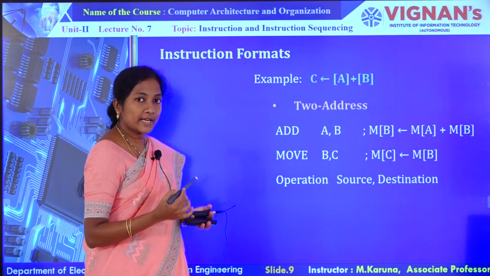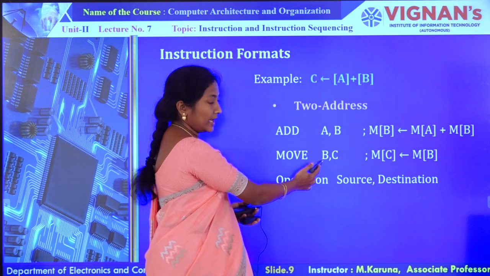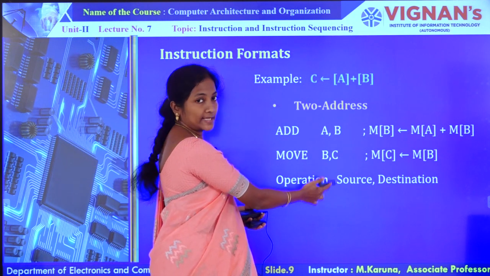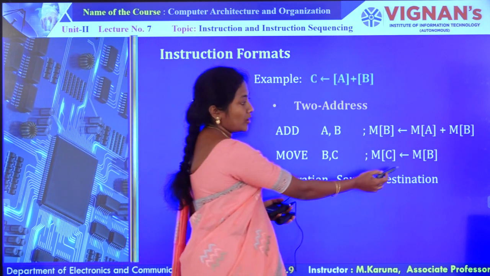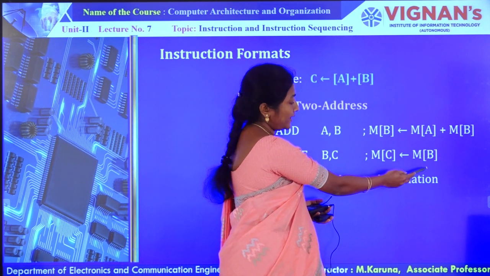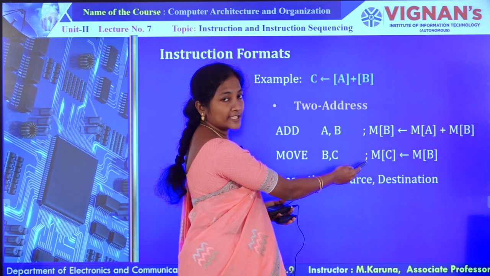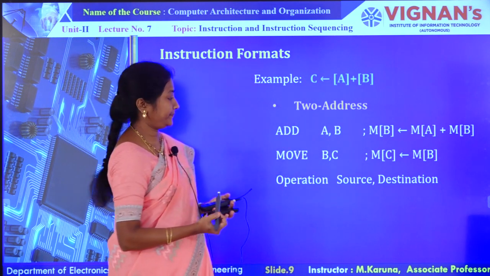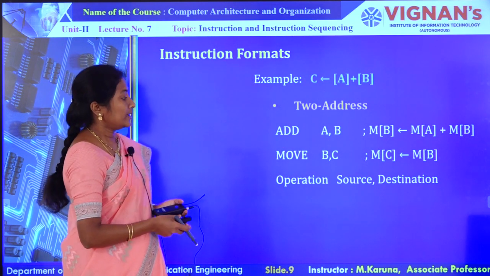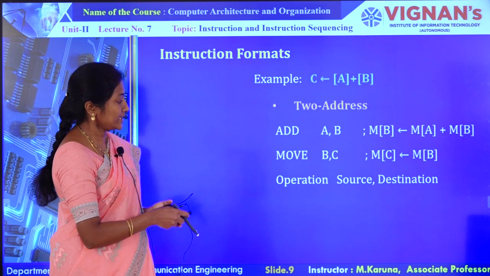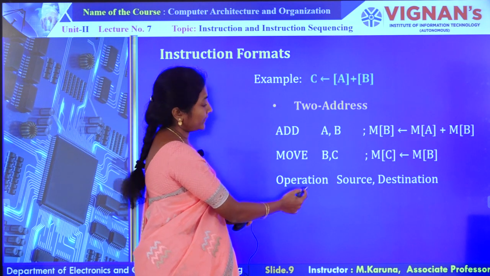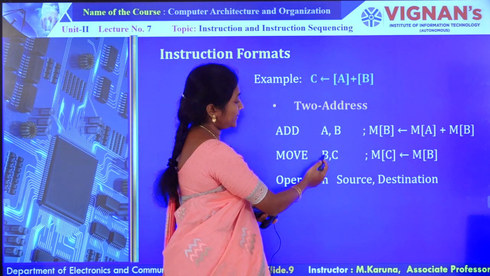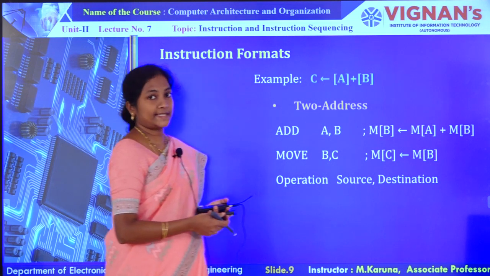Then if you use that move B comma C, here B is source, C is destination. So, the data from memory location pointed by B will be transferred to the memory location pointed by C. So, here the syntax of this instruction is operation, add or move, source comma destination. B is the source, C is the destination.